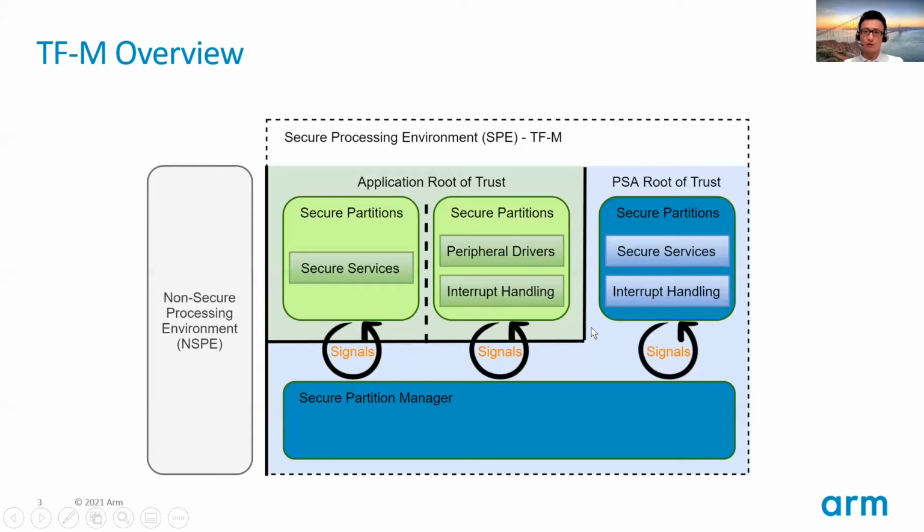According to different security requirements, secure partitions can have different privileged executions to have isolation boundaries between each other. Isolated secure partitions cannot access each other's data. Usually the PSA root of trust partitions execute in privileged thread mode, while the application root of trust partitions execute in unprivileged thread mode to have isolation.